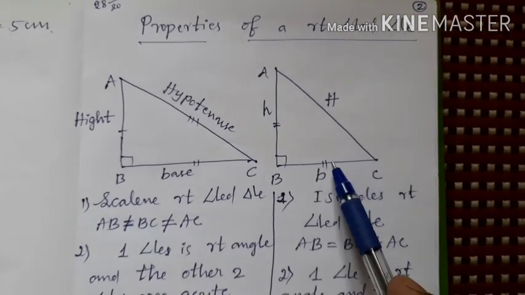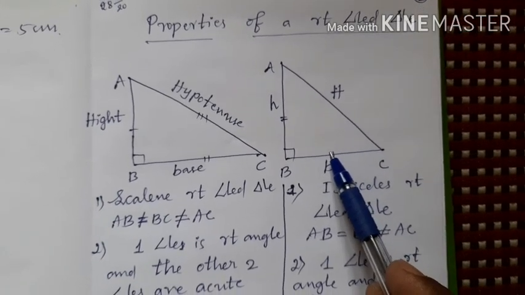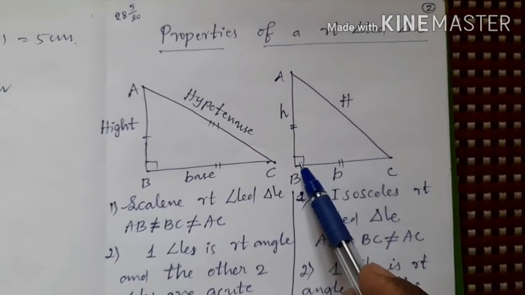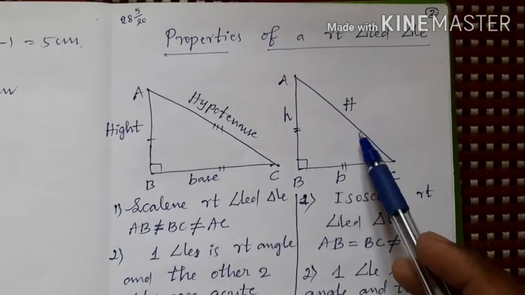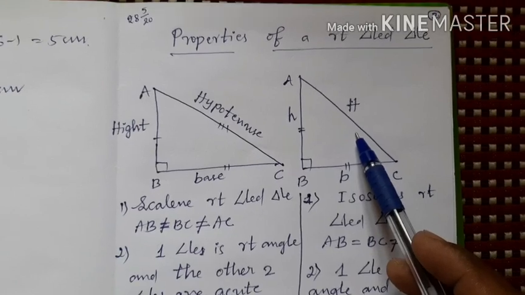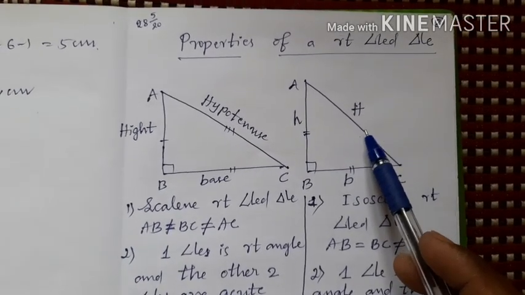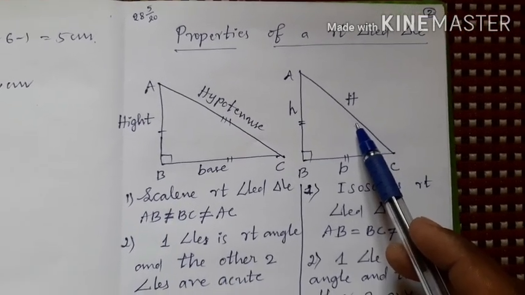Okay, here in the isosceles triangle, angle B is the right angle. The side opposite to this right angle is AC. It is the longest compared to the other two sides and this longest side is called the hypotenuse.